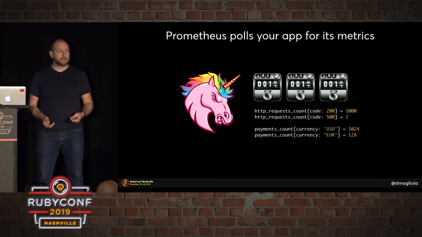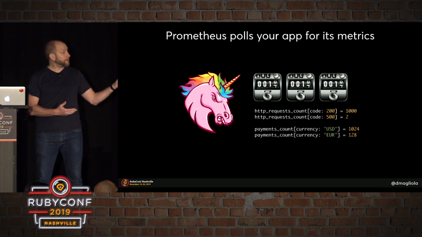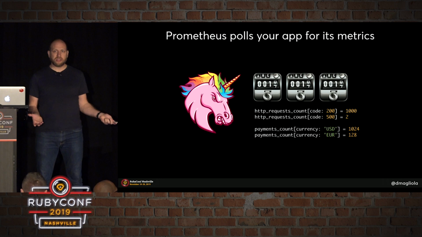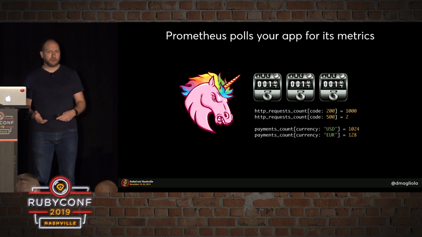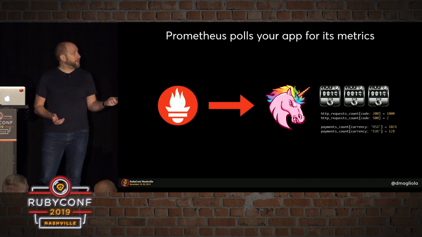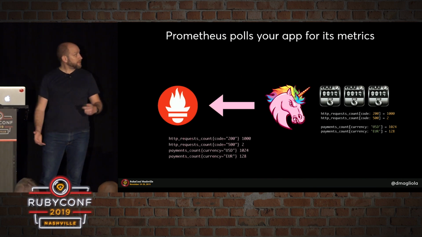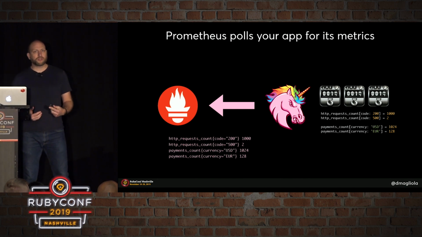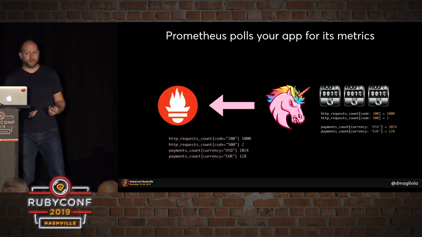So in order to have metrics, you're going to have your web server that's running your app. And in addition, it's keeping a bunch of counters in it. Say how many HTTP requests it served, how long they took, how many payments you took in different currencies. Prometheus will hit your app every few seconds, asking for those numbers, and you reply with something that looks a little bit like this.